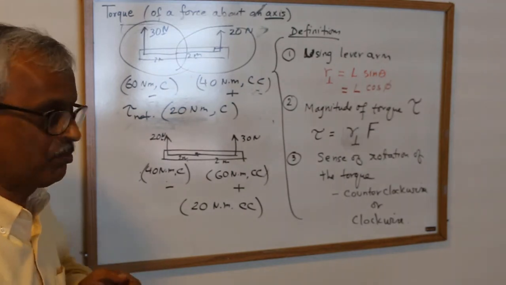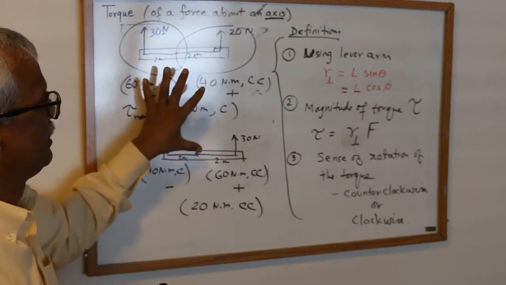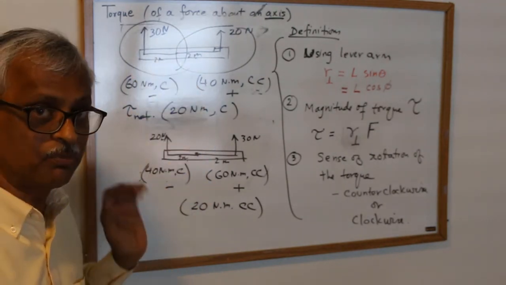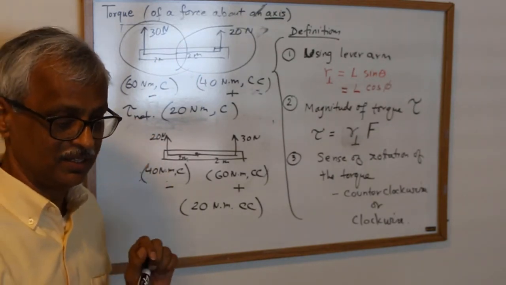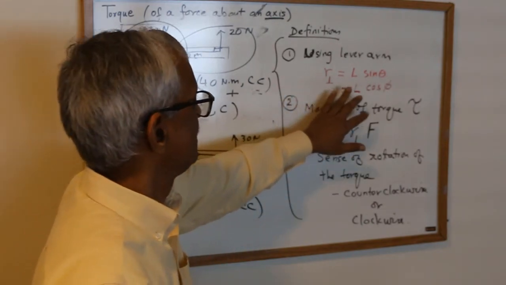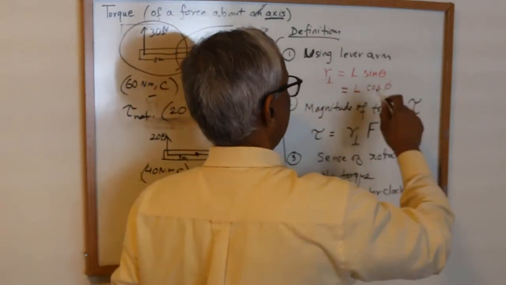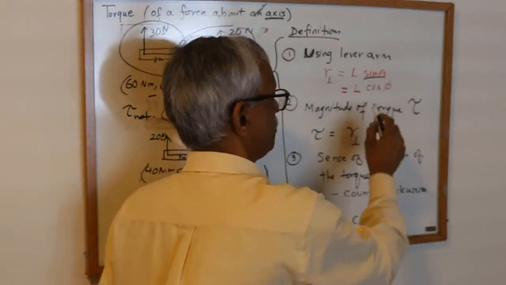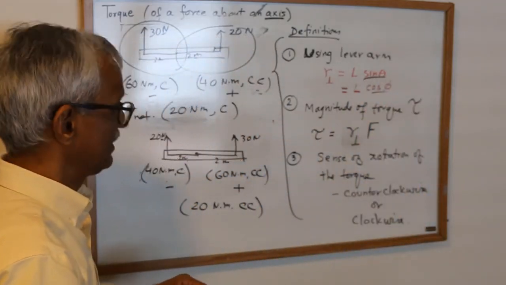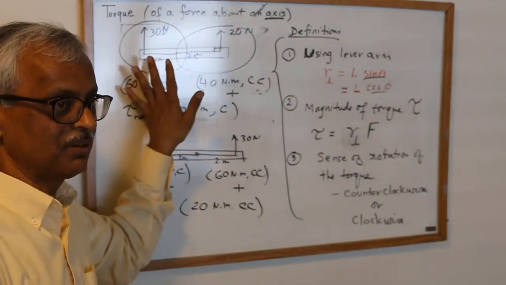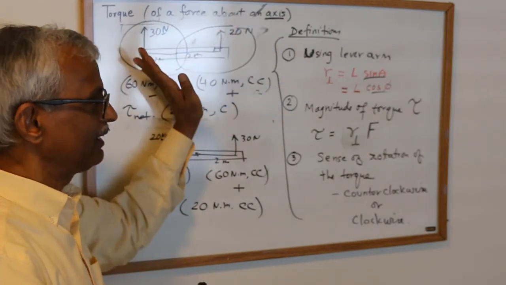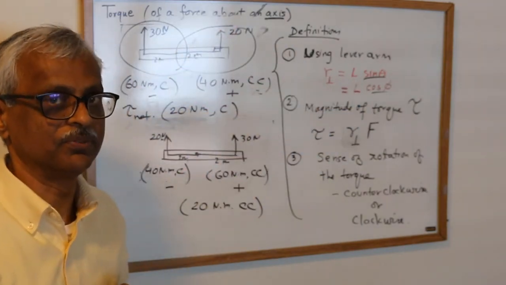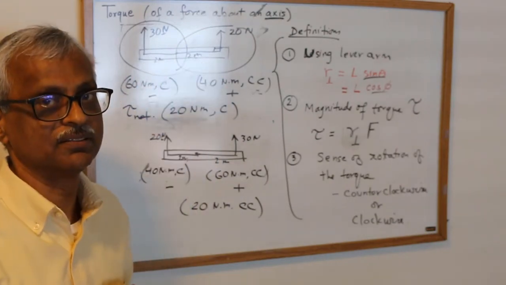We will have more practice with lever arm when we do more problems. I'll do some more example problems later to illustrate the role of sine theta or cosine phi. Here the lever arms are very simple to compute, but when things are at an angle, you really have to be very careful. It's not just the distance.